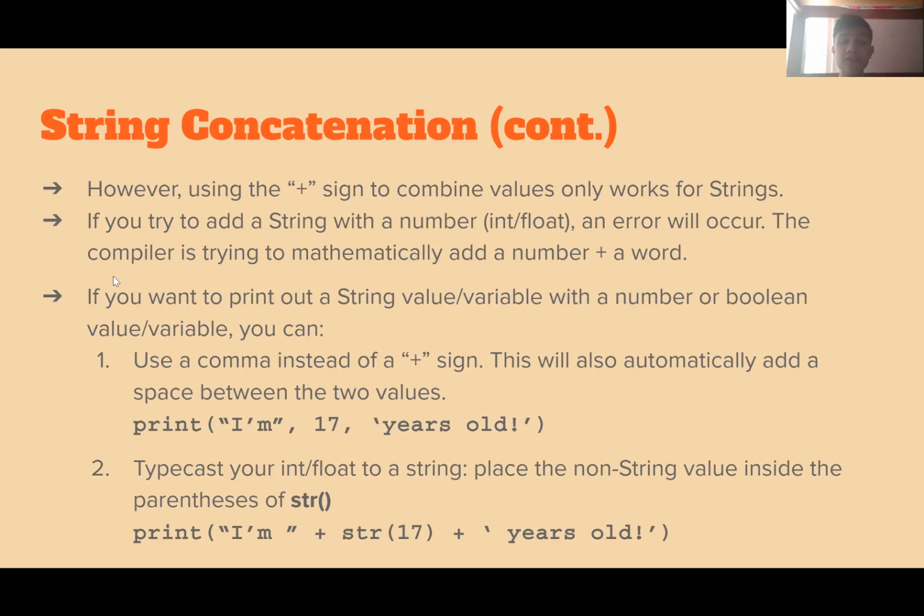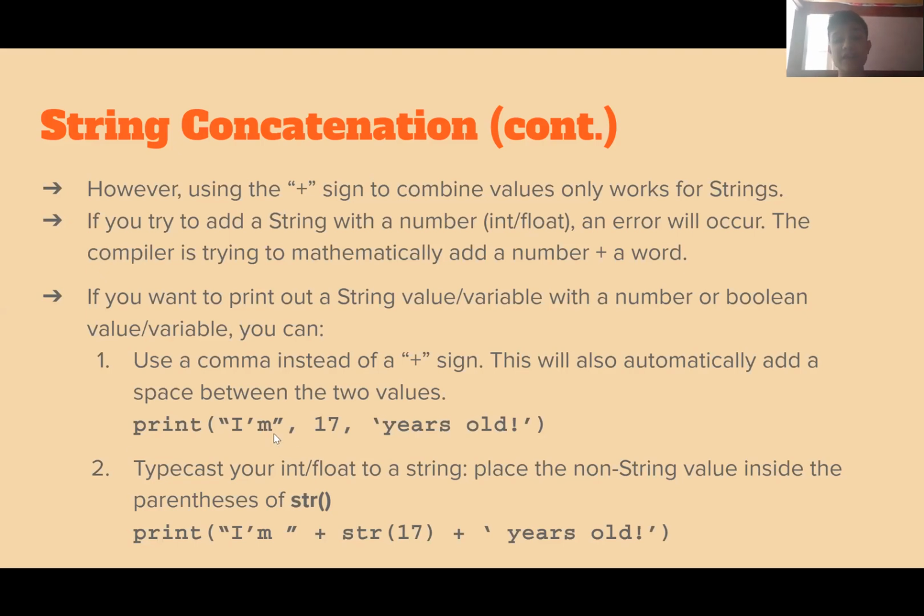You can use a comma instead of a plus sign, which will automatically add a space between the two values. So when it prints out I'm, there will be a space, then 17, another space, and then years old. So it prints out I'm 17 years old, and the spacing is correct.